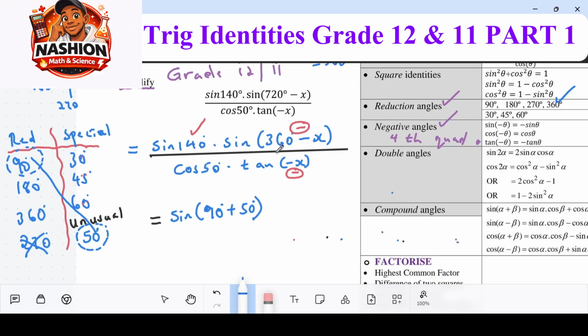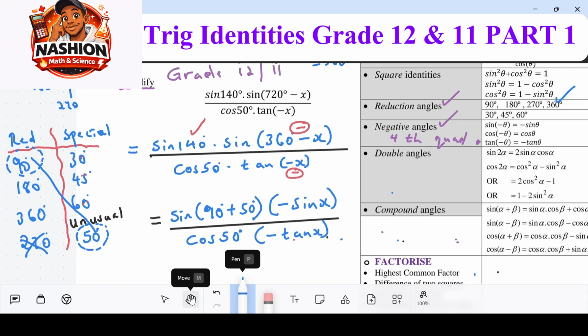Okay, the sine of 360 minus x, we already know this is going to give us negative. So we're just going to write negative sine of x, all over cos 50. We write it the way it is, so that it can match the 50 which is already at the numerator. And then the tan of negative x, we already know is going to be negative tan x. Make sure you write this in brackets since we are multiplying.